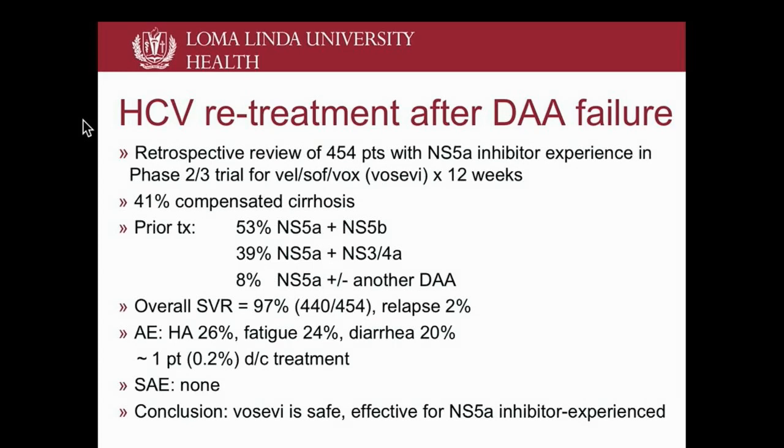41 of them had compensated cirrhosis. SVR was great, 97% overall. Adverse events were headache, fatigue, diarrhea, and there were no SAEs. So in conclusion, the authors presented that Vosevi is safe, effective for your NS5A inhibitor experienced patients.